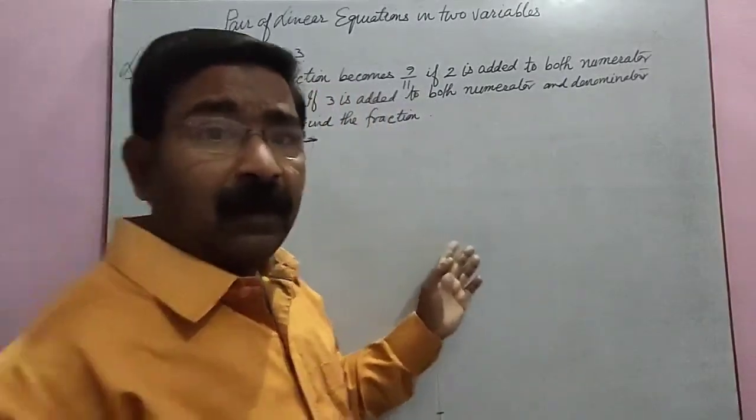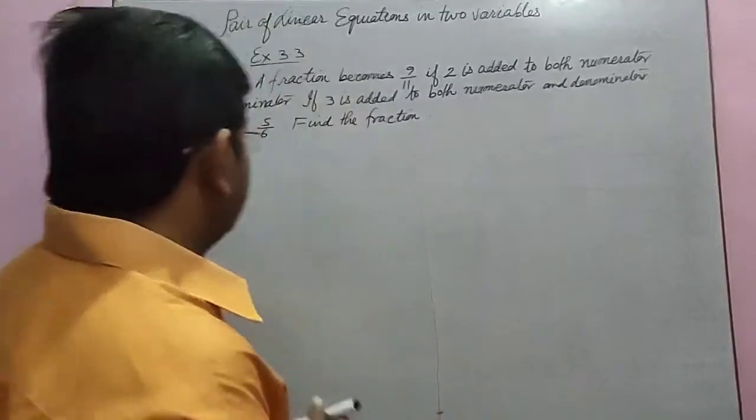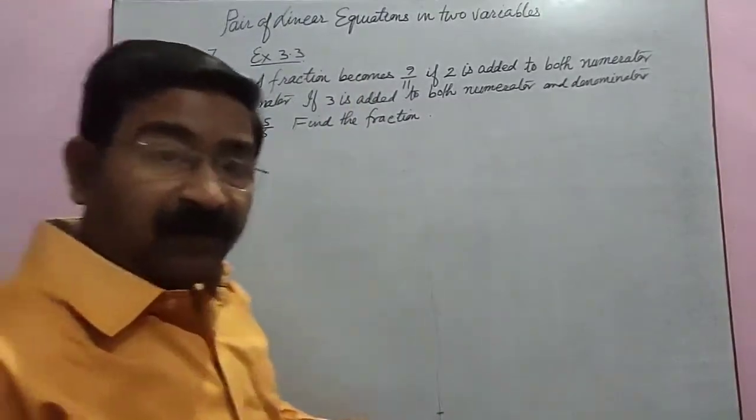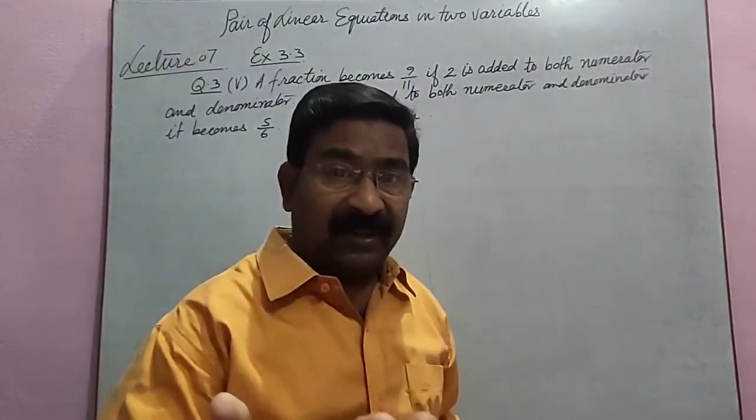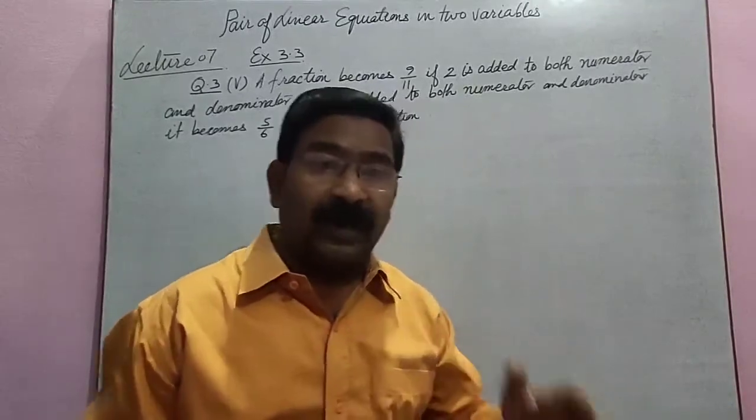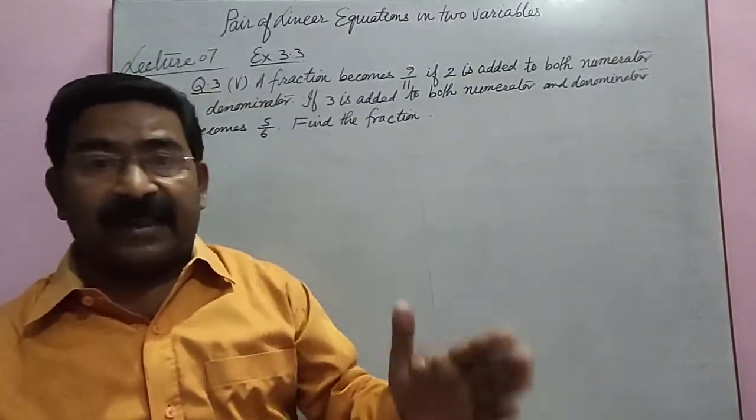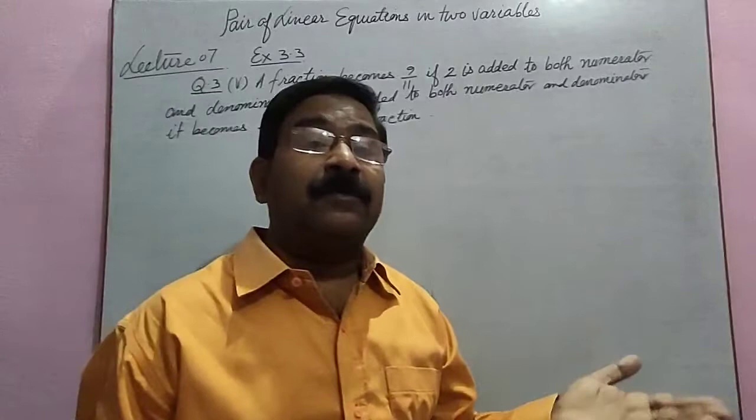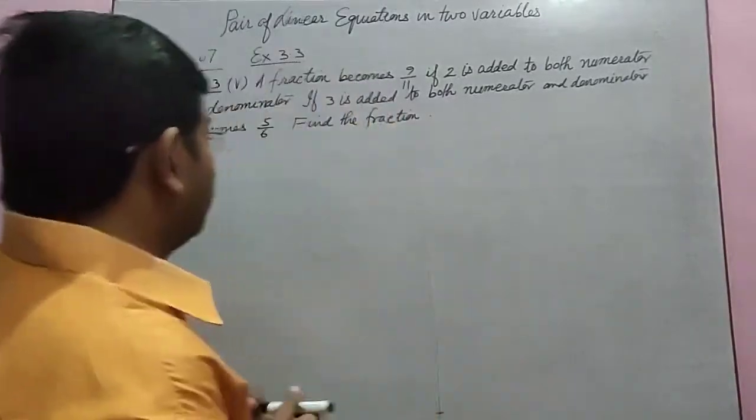Very simple. We are using two variables. You can assume the fraction directly, like the fraction is x upon y. Or you can assume the numerator x and denominator y, then it becomes x upon y. So I am writing directly.